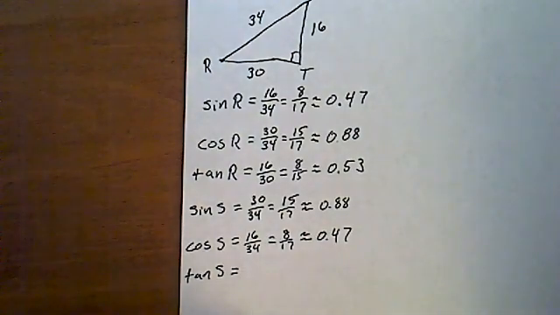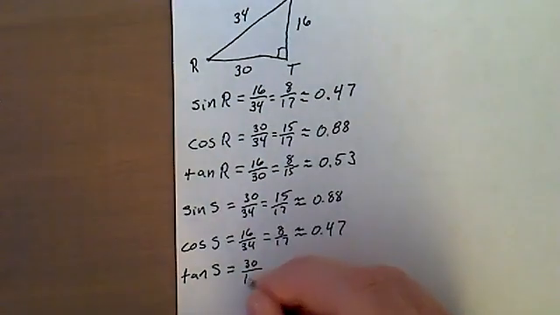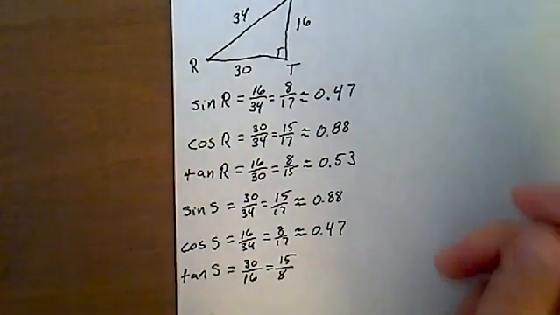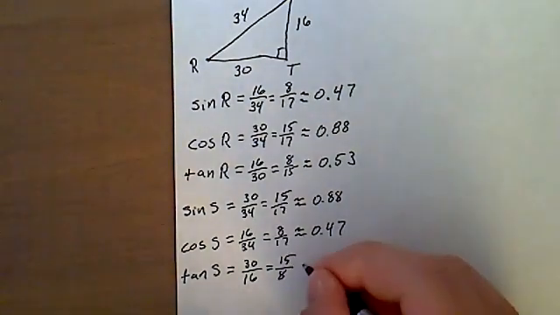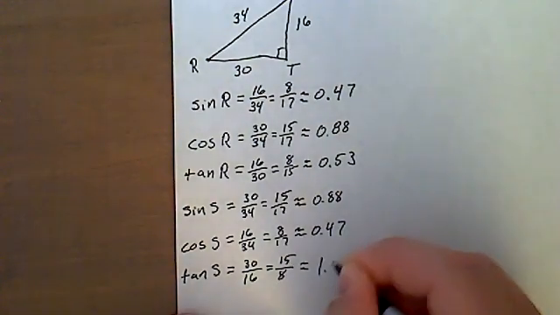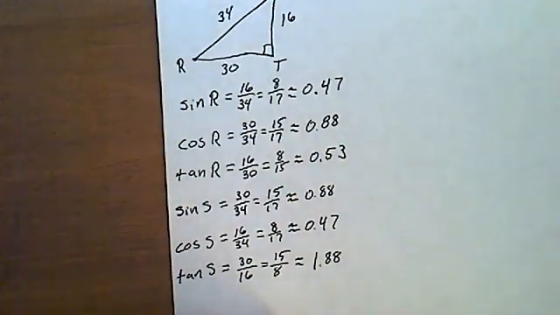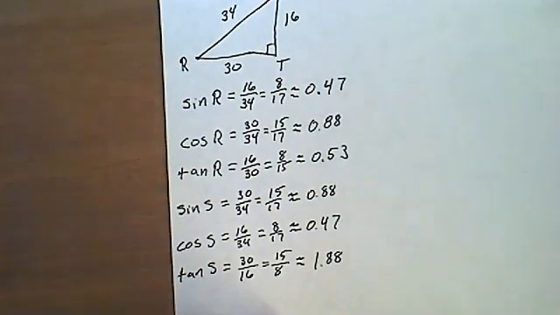And then the tangent of S is the opposite 30 over the adjacent 16. And it is 15/8. And 15/8 is about 1.88. Now don't get confused here. You should do it in your calculator. You'll get 1.875. Because we're rounding to the 100th, we'll round it up, even though it ends after the next digit. All right, we have 1.88 there.